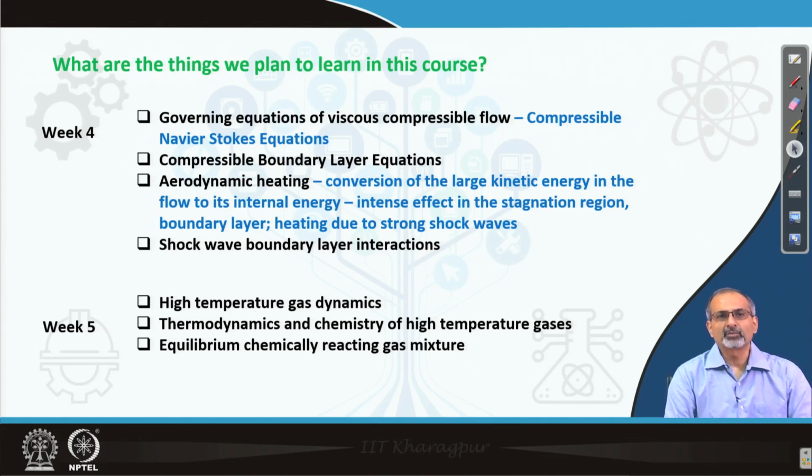So, when we talk about aerodynamic heating, it is basically the conversion of the large kinetic energy in the flow to its internal energy, and the intense effect of this heating shows up in stagnation regions of the body and in the boundary layer. And as the upstream Mach number becomes larger and larger, heating becomes more intense due to strong shock waves. So, one reason is strong shock waves, and the other is very intense viscous dissipation, which may be occurring in the boundary layer regions of the flow.